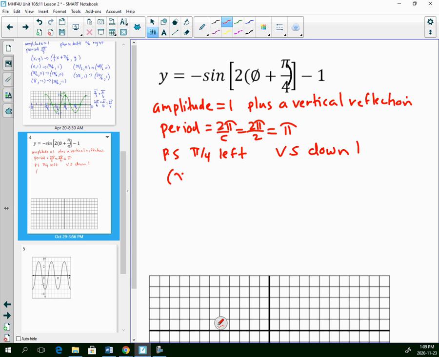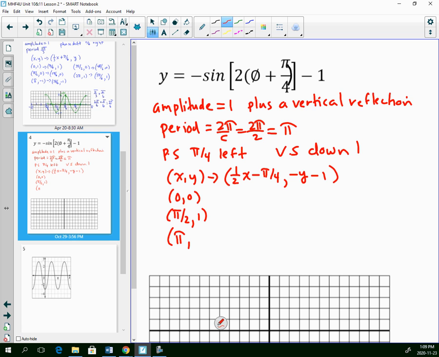And so my mapping notation would be x will be half, right? So the inverse of 2. And then plus pi over 4 would be minus pi over 4. And then my vertical transformations are a vertical reflection and then a vertical shift down. It is sine.